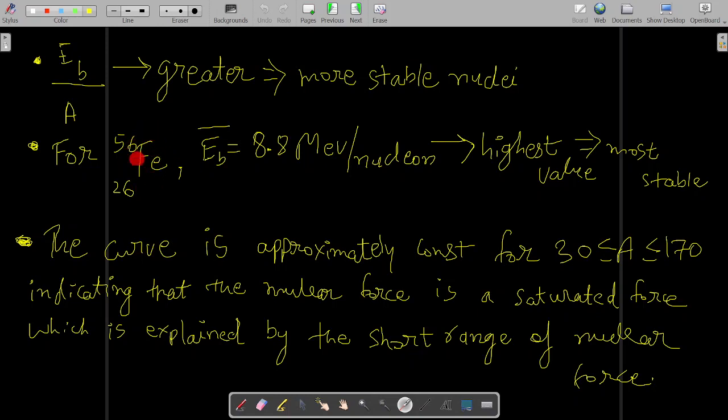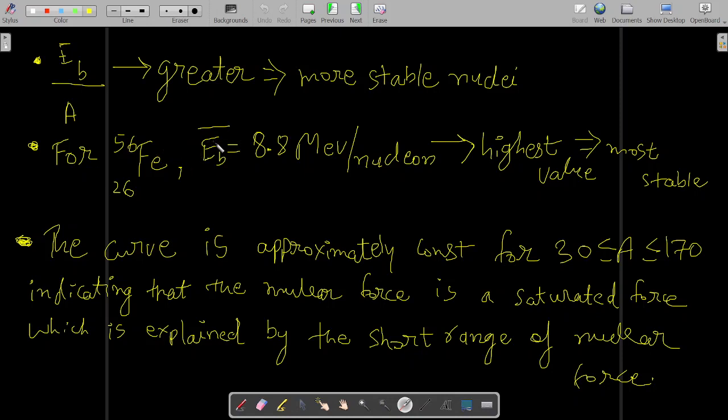Fe-56 nucleus is highly stable, but that does not mean its chemical reactivity will be low. Chemical reactivity is least for the noble gases. According to chemical reactions and electronic configuration, helium is the least reactive element, but we are talking about the nucleus here. So the nucleus of iron is highly stable. Nuclear stability and chemical stability do not have any relation with each other. So do remember this.